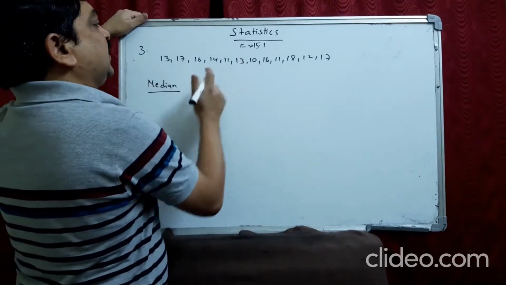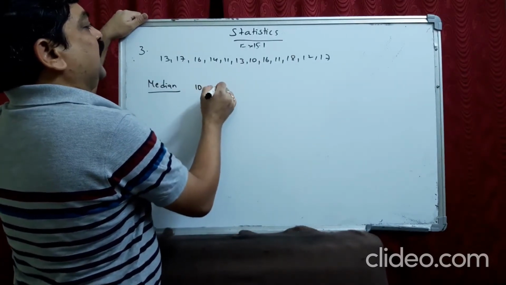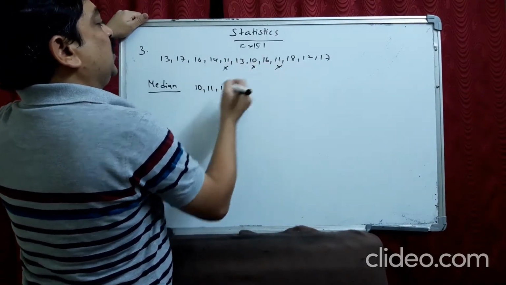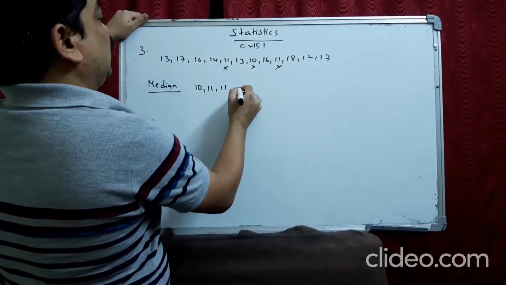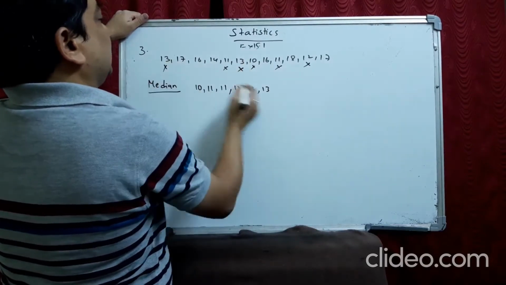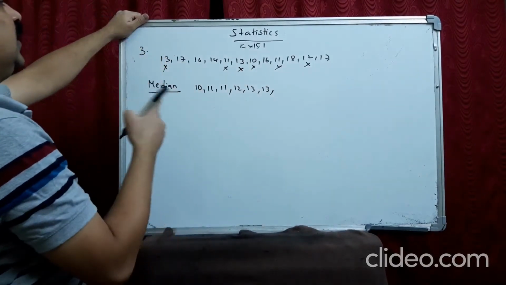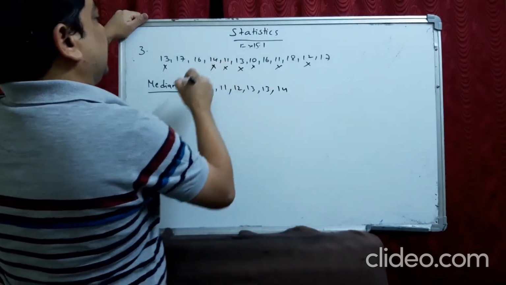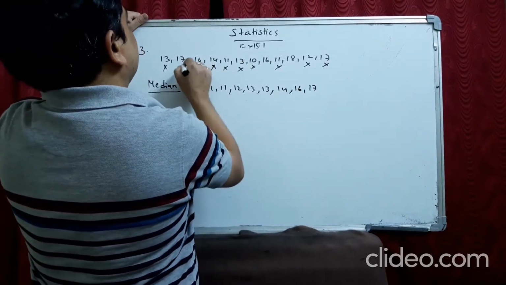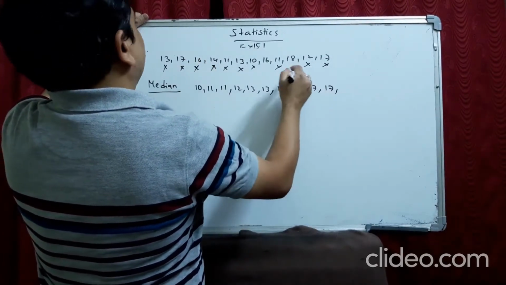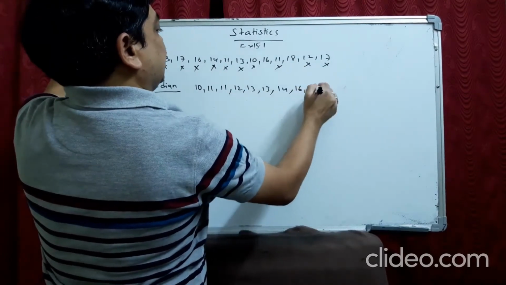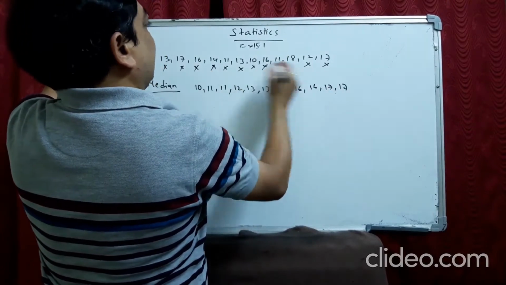The least one is 10. After that, 11, occurring twice. Next, 12, once only. Next, 13, occurring twice. Then 14. Next, 16, occurring twice, 16, 16, then 17, 17, and 18.